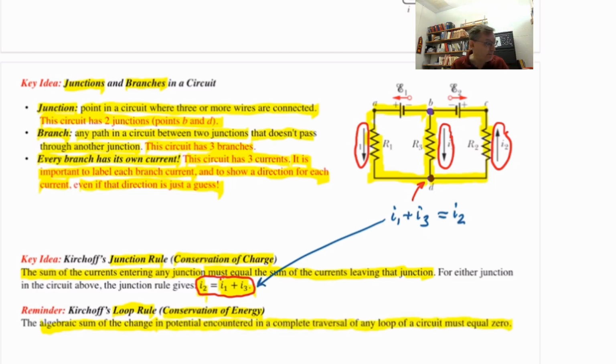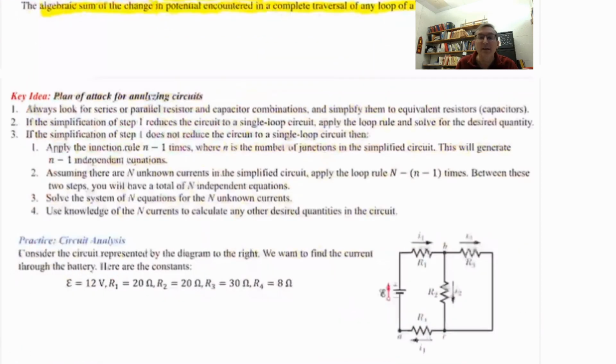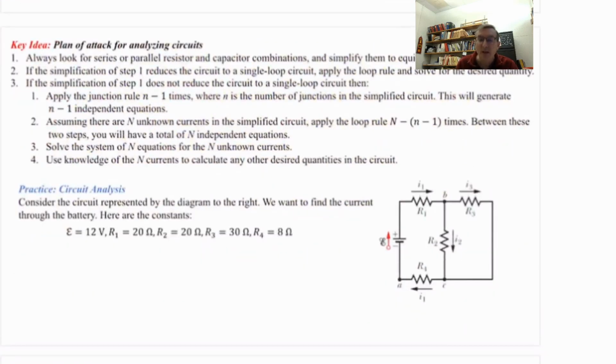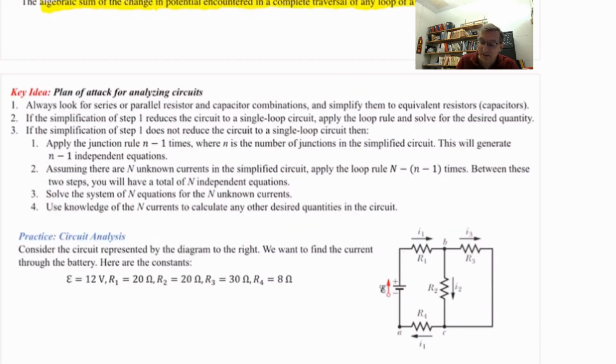And we used that in the previous video lecture, and we're going to be using it a lot for the rest of this chapter. So now with that vocabulary and those two ideas, I'm going to give you my suggested plan of attack for analyzing circuits. This is how I recommend you approach more complicated multi-loop circuits, okay? It's a series of steps, kind of in the order I have them here.